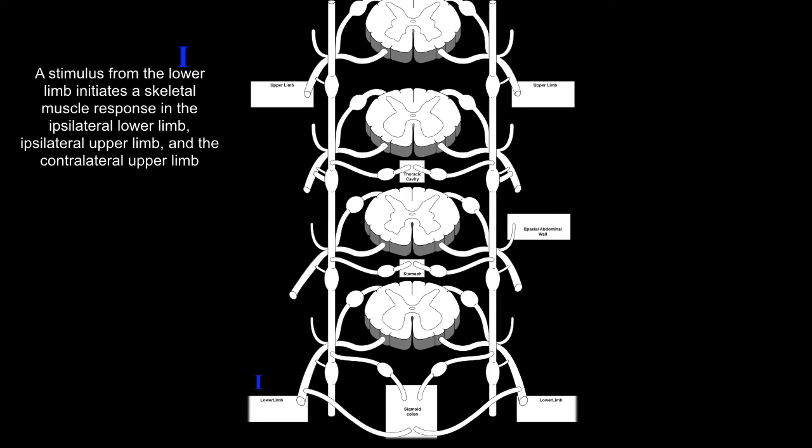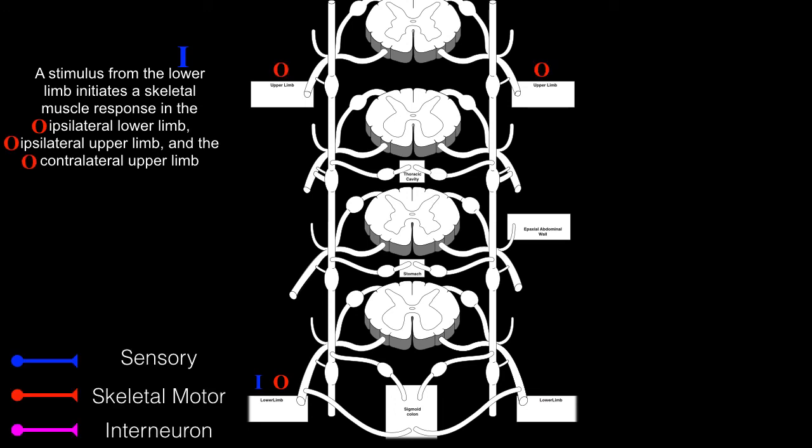Again, I like to use the eyes. There's my input, and there's an O for that one, O for that one, O for that one. Here's the types of neurons we're using, and this is a somatic trace because we're going to skeletal muscle. We're moving skeletal muscle, so it has to be a somatic trace. So here's the input, in from that lower limb, through the ventral ramus, into the dorsal root. There's the cell body in the dorsal root ganglion, and there's two branches there.